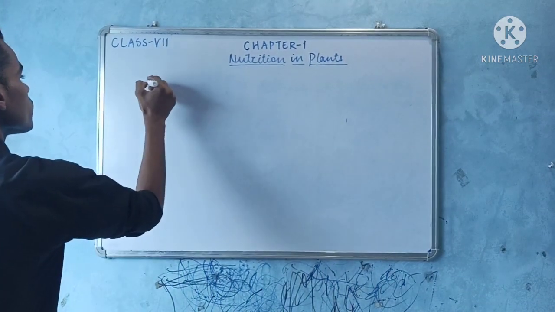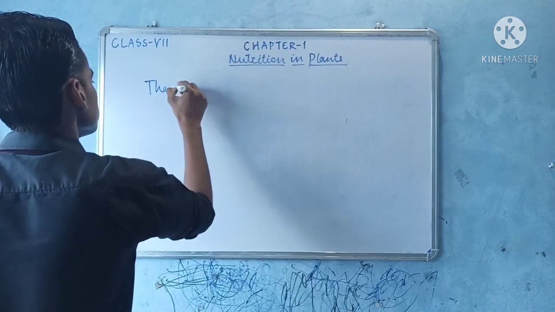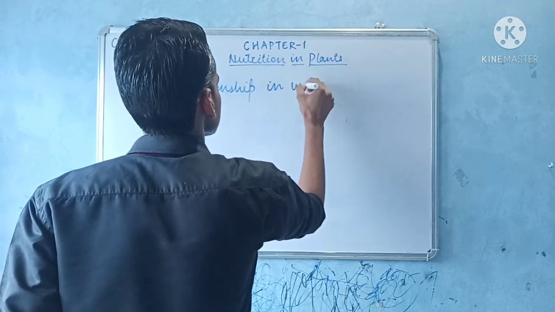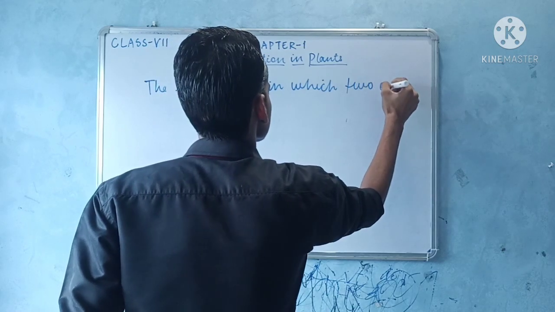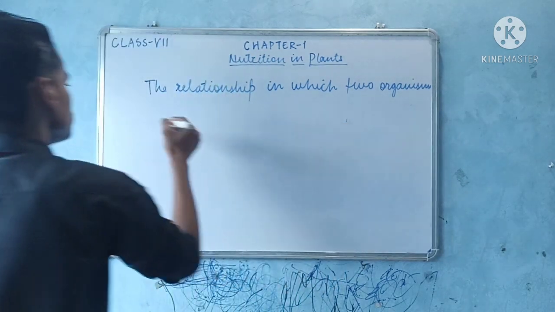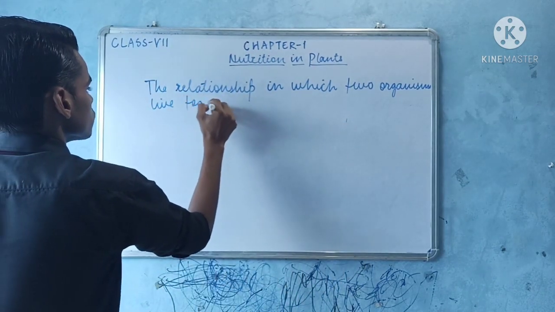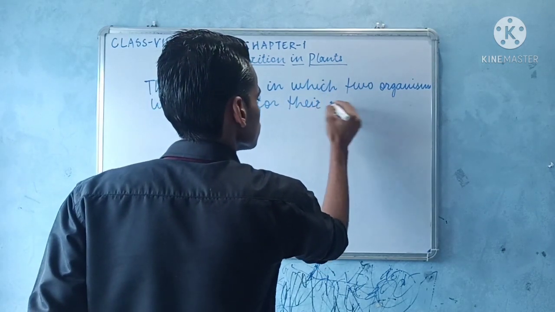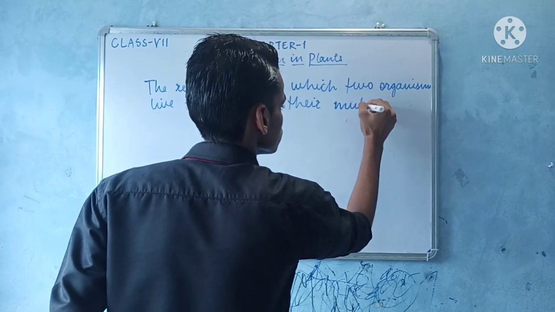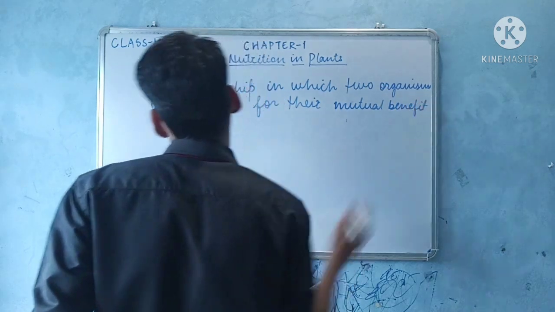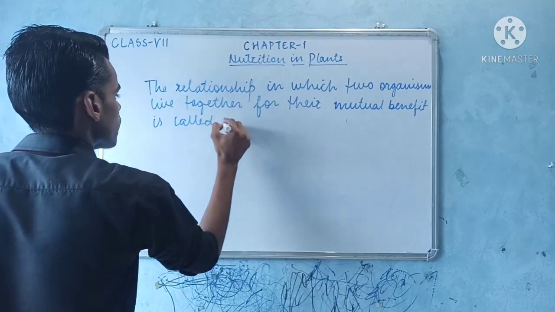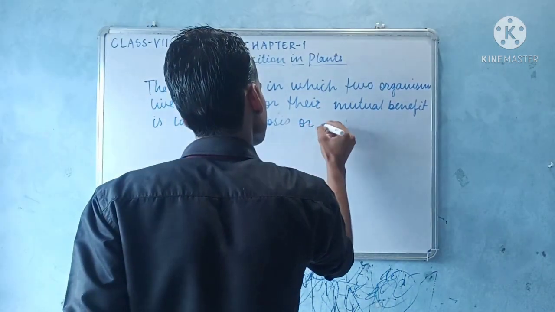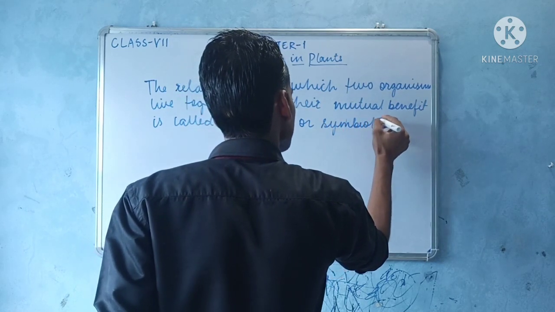So what is symbiosis? The relationship in which two organisms live together for their mutual benefit is called symbiosis, or a symbiotic relationship.